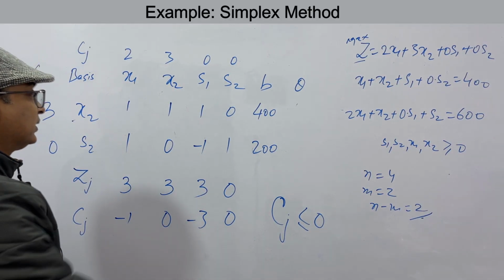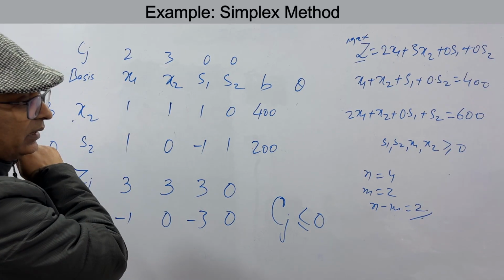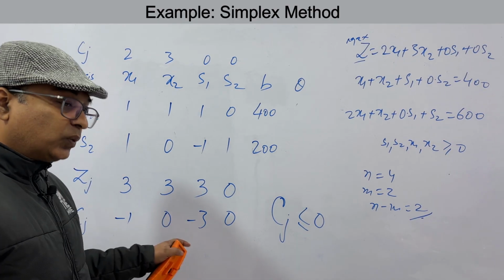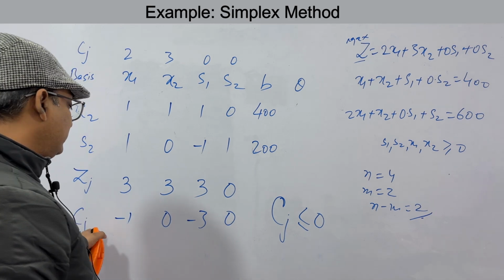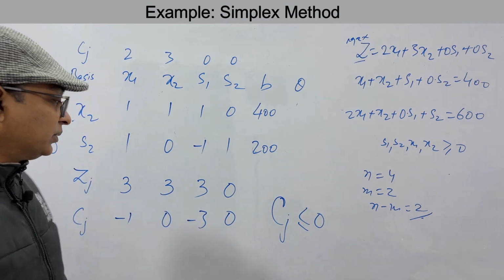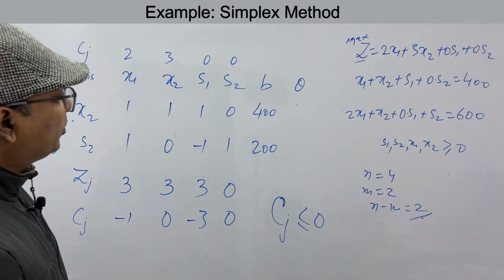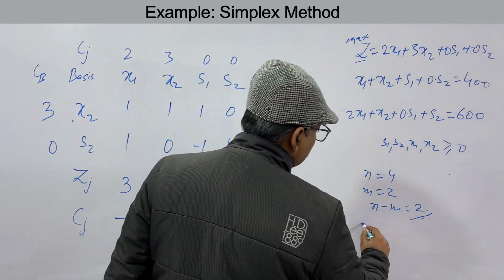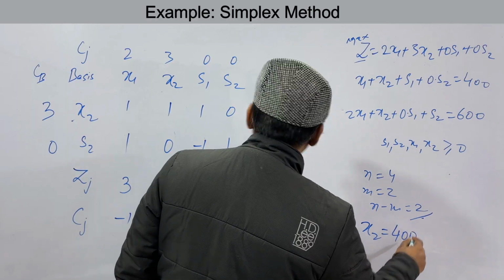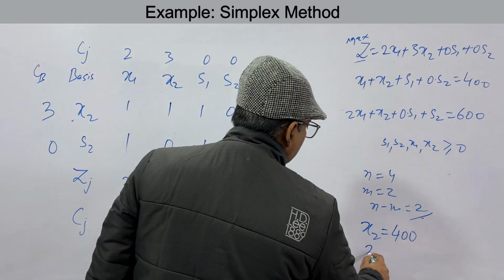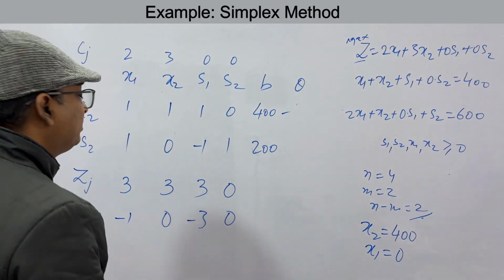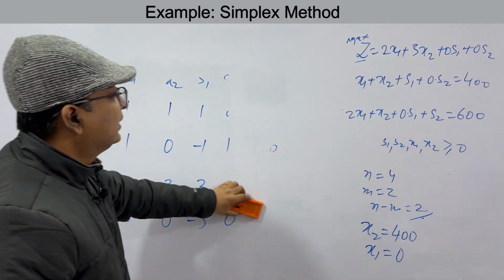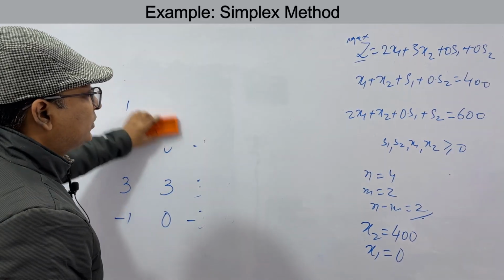This means the first one was the initial basic feasible solution. That was not optimal. Why? Because at least one Cj was greater than 0. Now here all are either less than 0 or equal to 0, so this is our optimal solution. Optimal solution means x2 is equal to 400 and x1 is 0. So the objective function, the profit, will be maximized when x1 is 0 and x2 is 400.